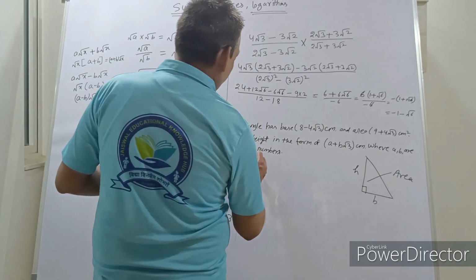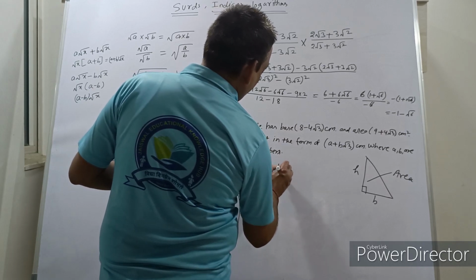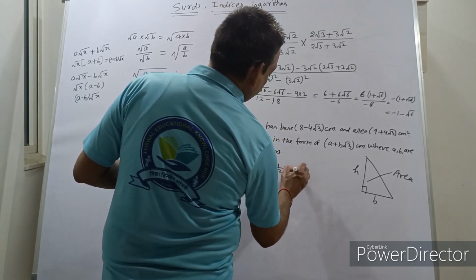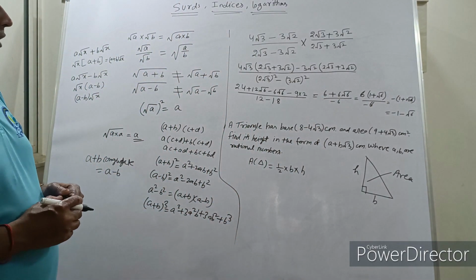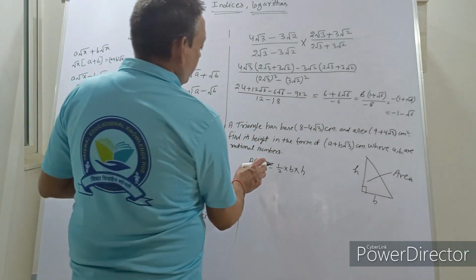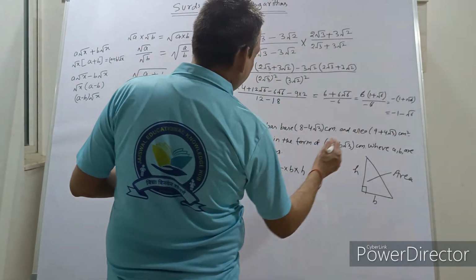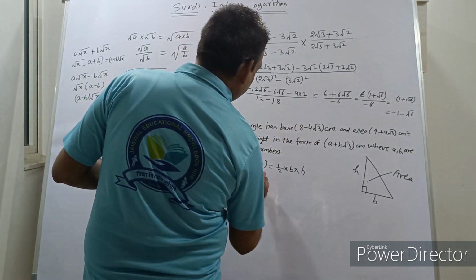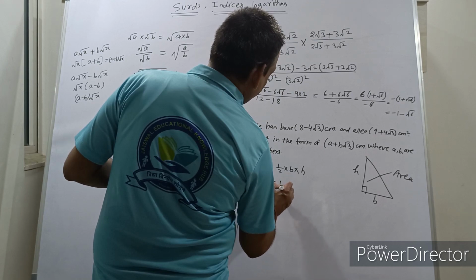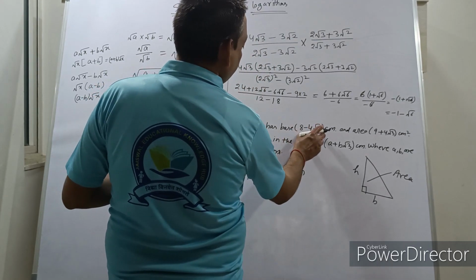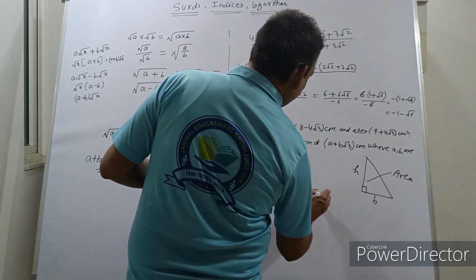Yes, so area of a triangle is equal to half into base into height. Clear? Area of a triangle is equal to half into base into height. Now area of a triangle's formula is what? So the area of the triangle they had given here is 9 plus 4 root 3, which is equal to half into base. Base is given what here? 8 minus 4 root 3.